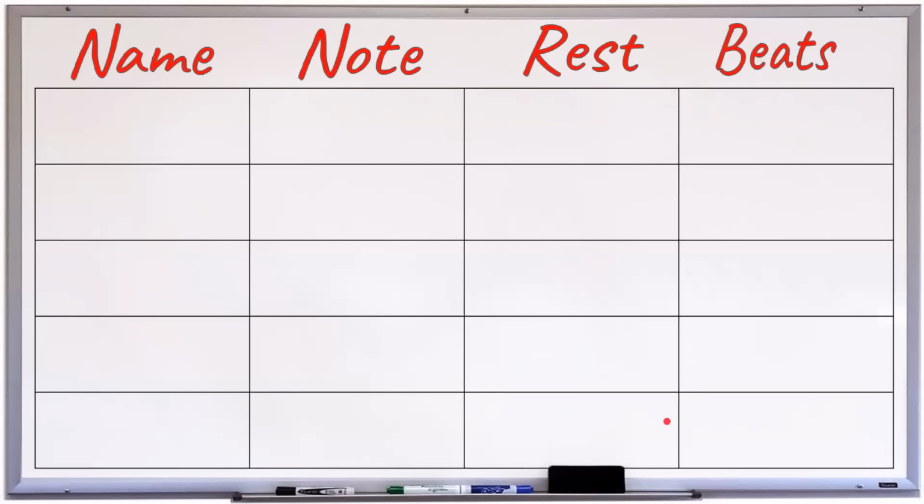Okay, let's proceed to our summary. So there's the symbol here, the name, and then the note, the rest, and the beats.